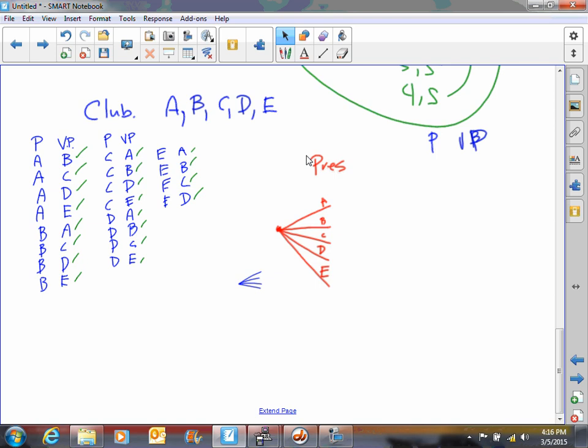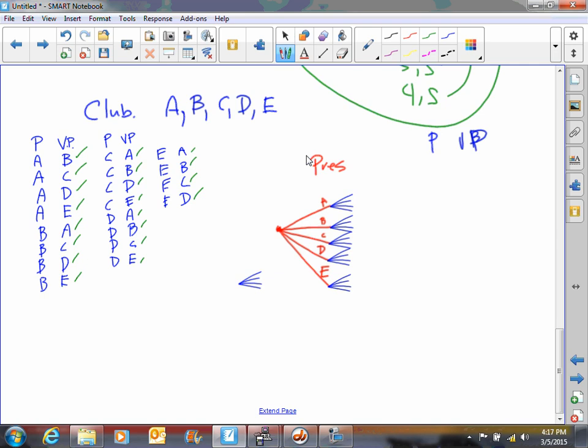Okay, now, if Al is elected president, then we have 4 different people that could be elected vice president: Betty, Charlie, David, Eugene. If Betty is elected president, then we have 4 people that could be elected vice president: Al, Charlie, David, Eugene. If Charlie is elected president, then we have 4 people that could be elected vice president: Al, Betty, David, Eugene. If David is elected president, then we would have Al, Betty, Charlie, Eugene that could be elected vice president. And if Eugene was elected president, then Al, Betty, David, Charlie could be elected vice president.